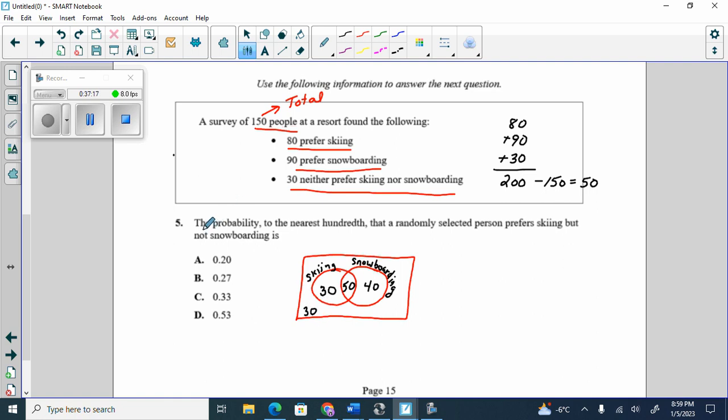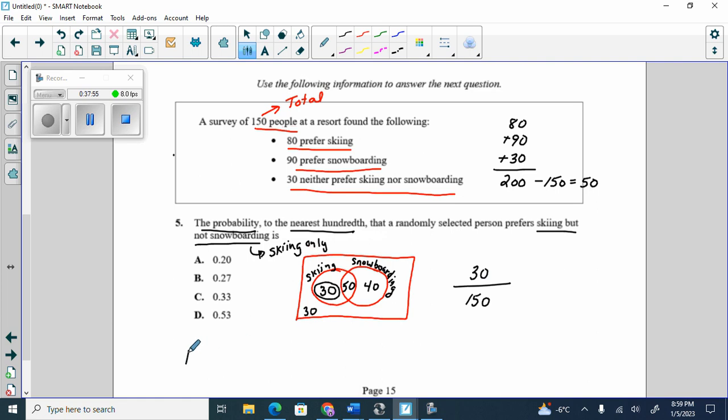Now we can read. The probability, so that has to be over total, to the nearest hundredth. It doesn't say hundredth of a percent, it just says nearest hundredth. The randomly selected person prefers skiing, but not snowboarding. That is a fancy way of saying skiing only. So skiing only is this 30 right here. So it's going to be 30 over total. Total is 150.